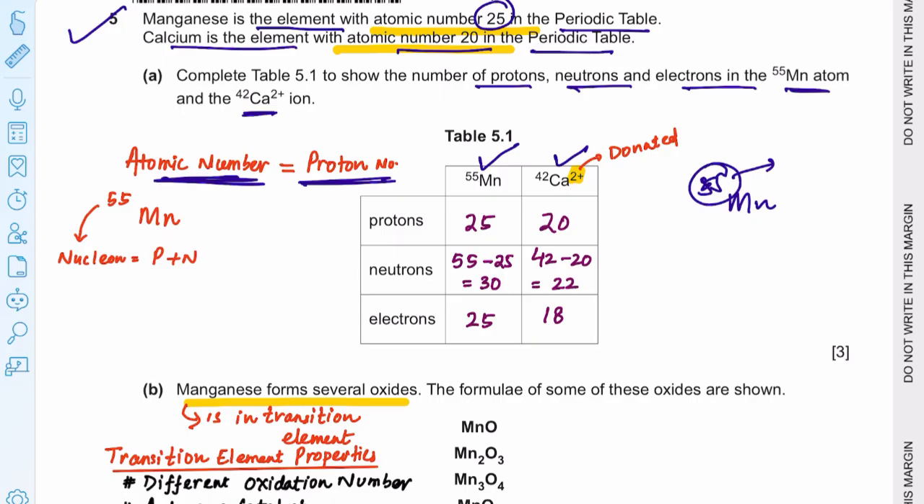So we can say that this 55 is given, right? Yes, 55 is given. This 55 means proton number plus neutron number, which equals the nucleon number. Did you get it? Nucleon number equals number of protons plus number of neutrons. You can see here, right?